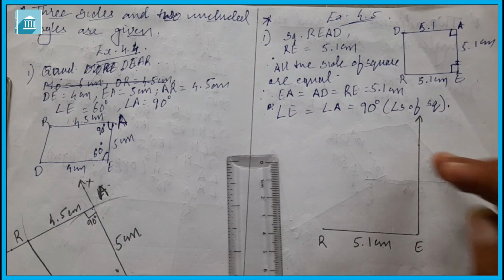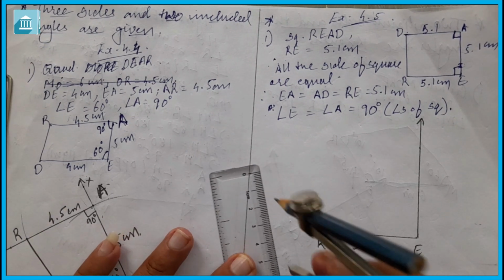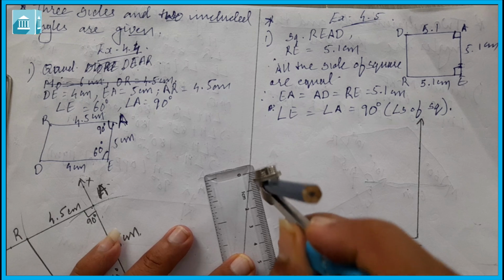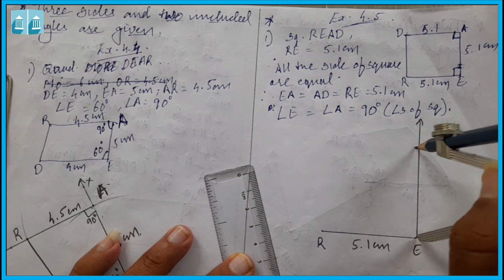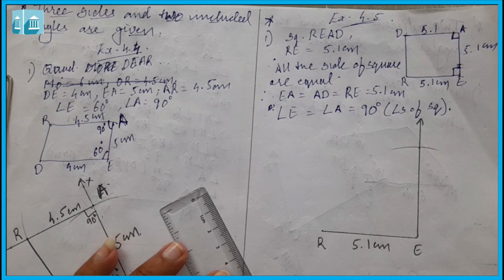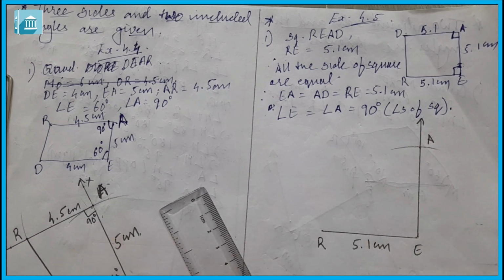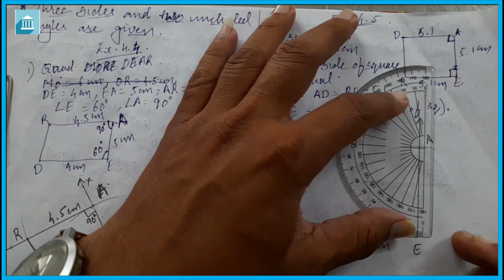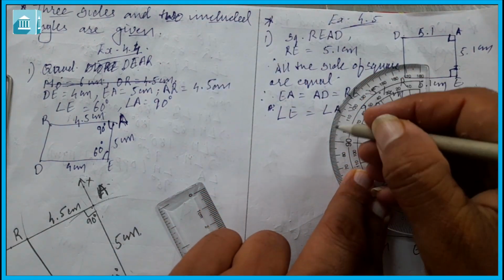Now again EA is also 5.1 centimeter. So with center E and radius 5.1 centimeter, we can draw one arc here. Okay, and this is our A. Now again we know that A is 90 degrees. So with the help of a protractor we can see that this is our 90 degrees.